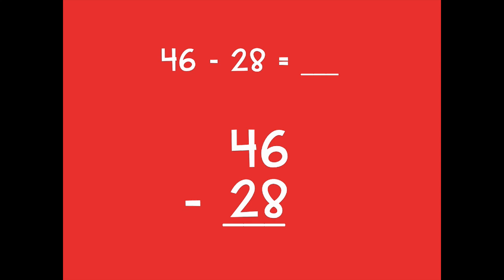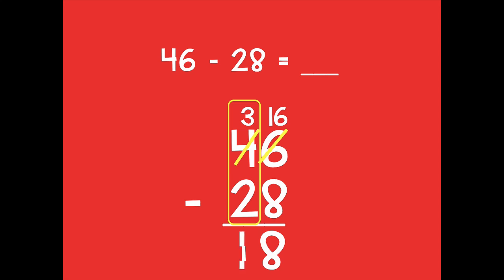Otherwise, here we go. So here we're going to look in the ones place. I have 6 ones and I cannot take away 8, so it is not enough. So I'm going to decompose a 10. And when I decompose a 10, that means I'm taking one of them. So now I only have 3 left. And I'm making that 1 ten 10 ones. So I already had 6 ones. So when I add 10 ones to that, I have 16. So 16 minus 8 equals 8. And then I can move to my tens place. 3 tens minus 2 tens equals 1 ten. So 46 minus 28 equals 18.